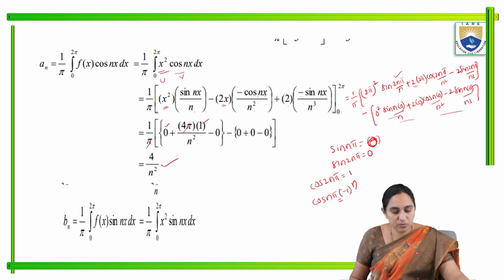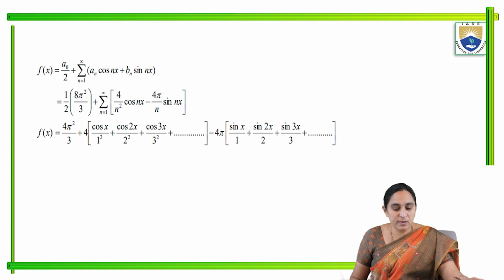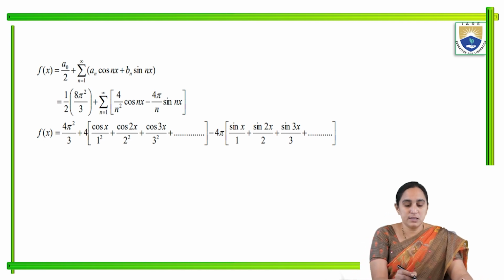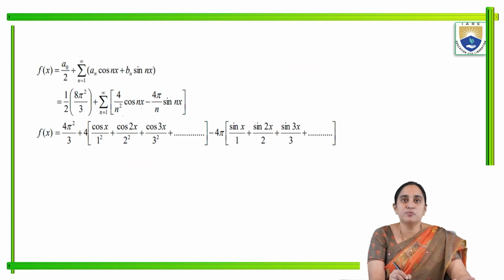Okay. Now we know the an value, a naught value and bn value. Now substitute all these values in the series, that is a naught by 2 plus sigma n equal to 1 to infinity an cos nx plus bn sin nx. What about the a naught value? 8 pi square by 3 into 1 by 2, and an value 4 by n square into cos nx. And what about bn? Minus 4 pi by n into sin nx.